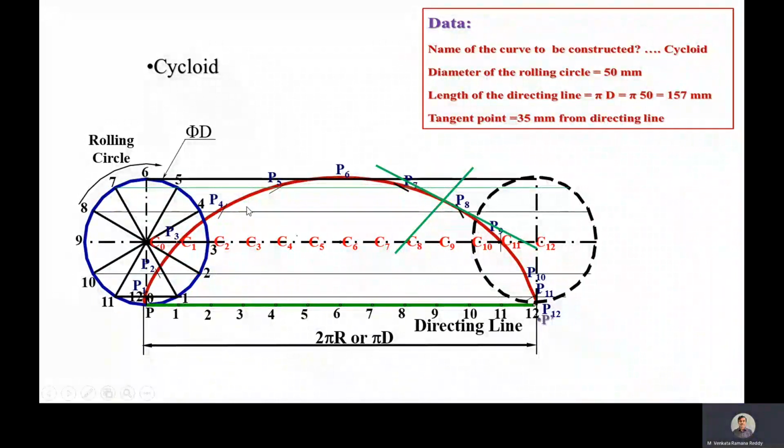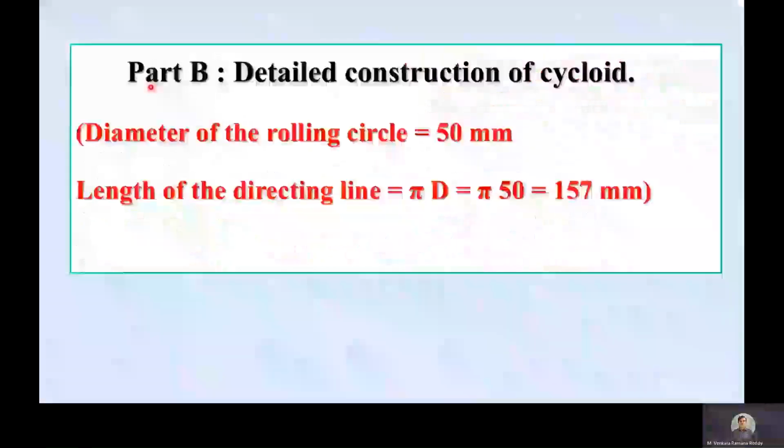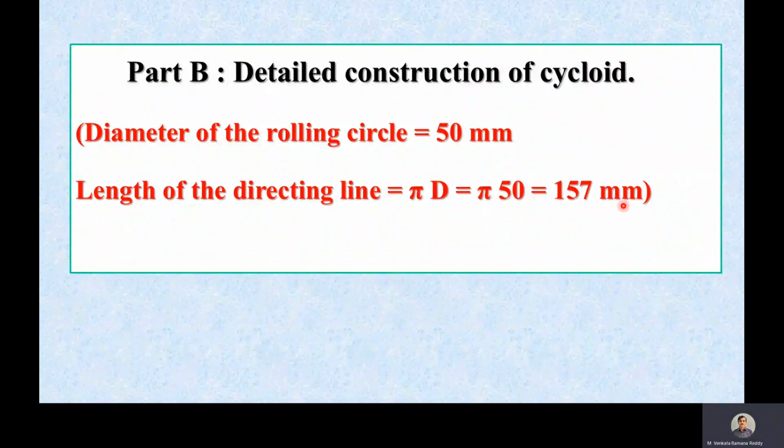Here we need to construct cycloidal curve as well as drawing normal as well as tangent. Then we'll move towards construction of the cycloidal curve in a more detailed way. Now we'll enter into the detailed construction of the cycloid. Here diameter of the rolling circle is 50 millimeters and length of the directing line is approximately 157 millimeters. Now we'll start the construction of cycloidal curve from the given problem.